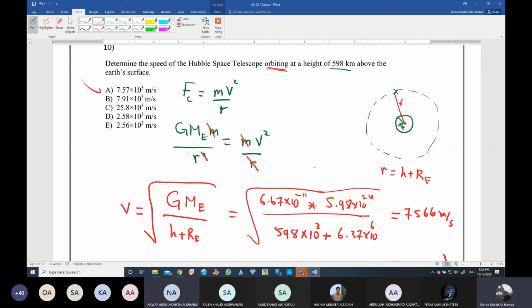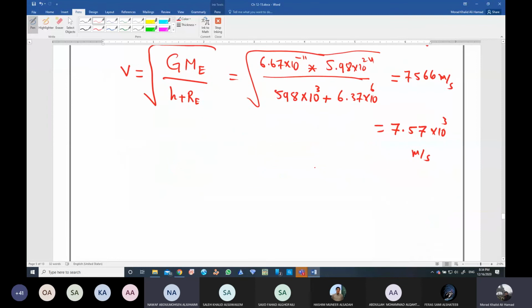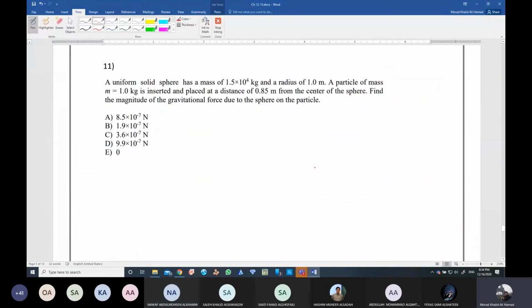Here in this question, orbiting, and he asked for velocity. Okay. And he gives you only elevation. So the only way to solve this one, and I see it, is then the centripetal force. If you have another way, that's okay. Let us know.